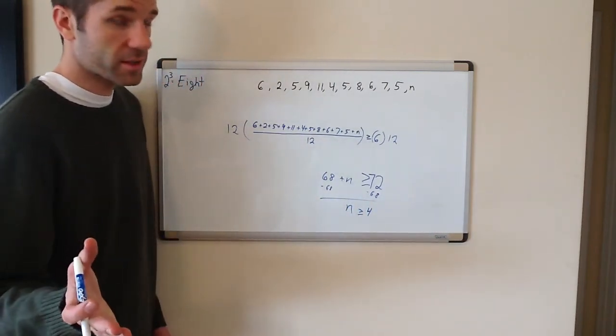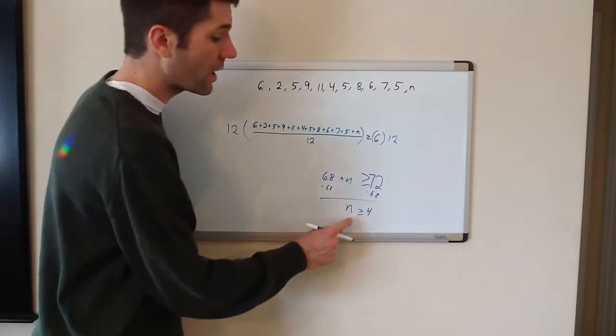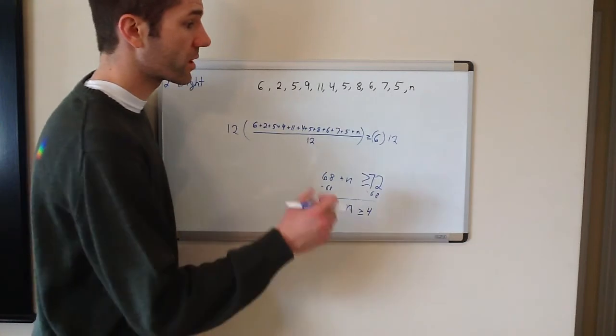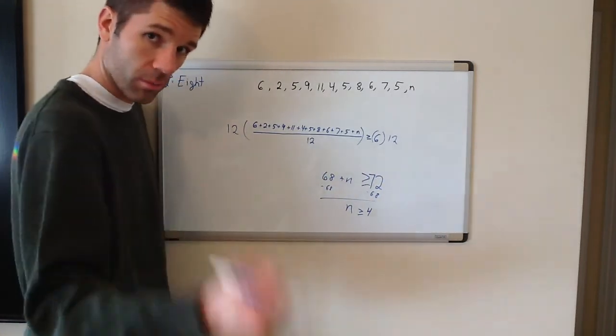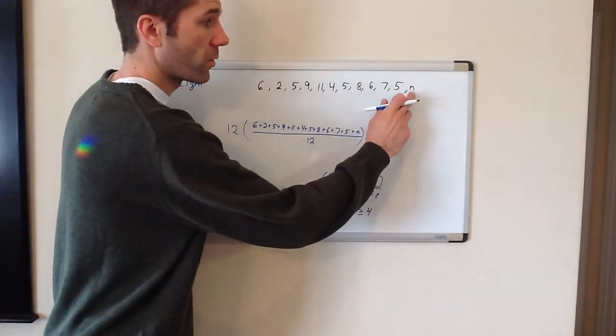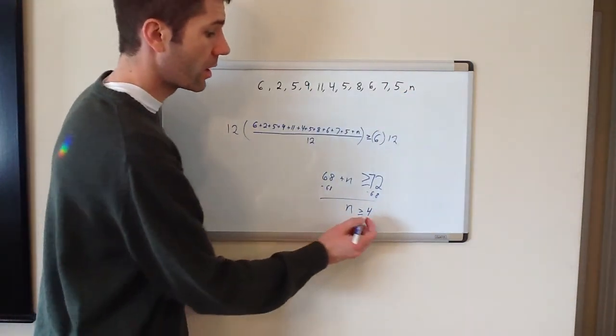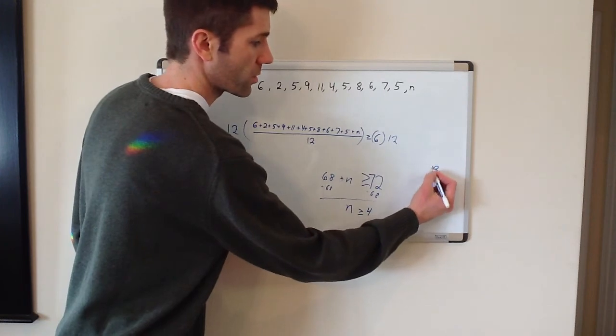So that pretty much gives you the answer, which means any number greater than or equal to 4 will work in order to get an average of 6 or more. So this number needs to be 4, 5, 6, 7, 8, 9, 10, 11, and on and on forever. But for 4, that would mean the answer choice is D.